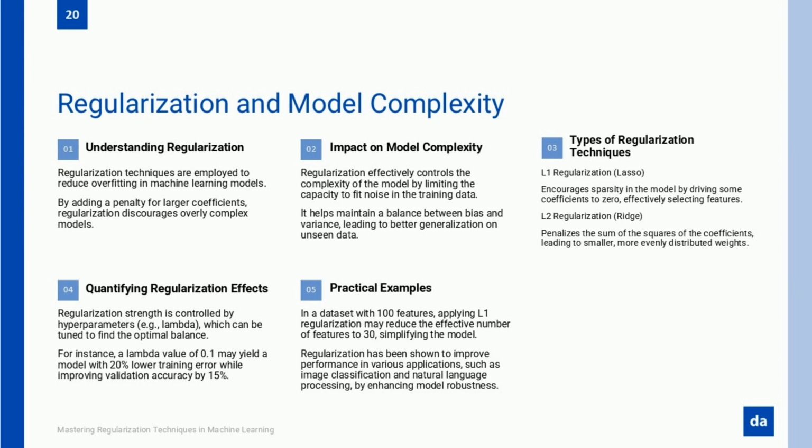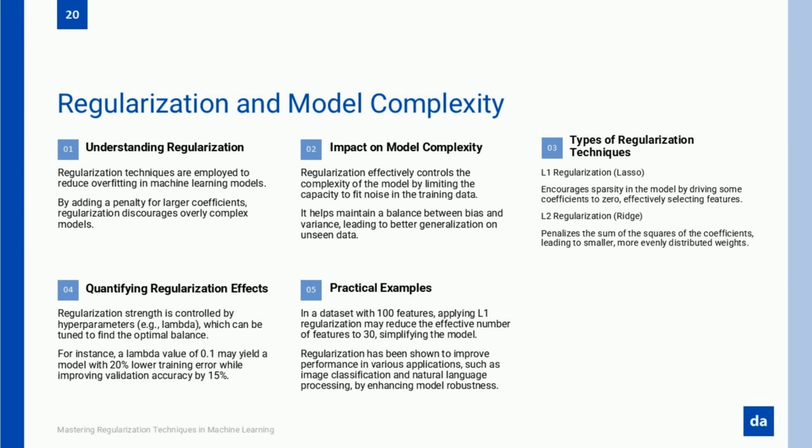So let's break it down. At first, it might seem logical to think that a more complex model is always better. After all, deeper neural networks, more features, and more parameters should mean better accuracy, right? Not exactly. When a model is too complex, it doesn't just learn meaningful patterns, it starts memorizing every detail in the training data, including noise and random fluctuations.